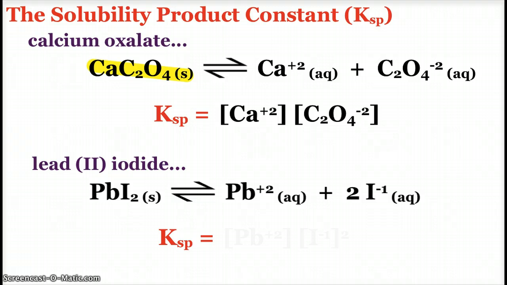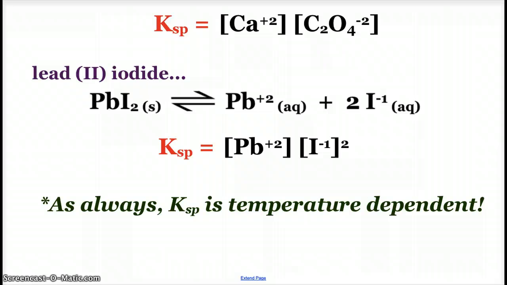So for lead 2 iodide, it's going to break into the lead ion and 2 iodides. So when I write that expression, I've got to make sure I include that 2, so I'm squaring the concentration of the iodide ion. And once again, KSP is still temperature dependent. Keep that in mind.